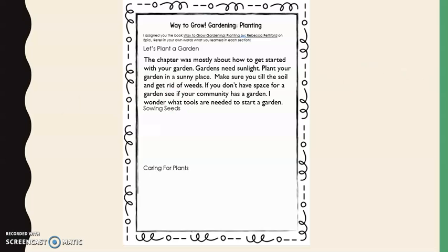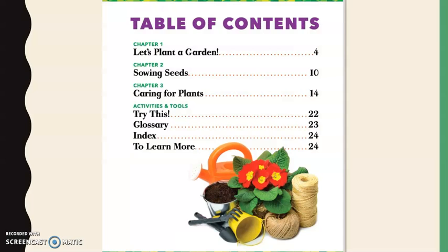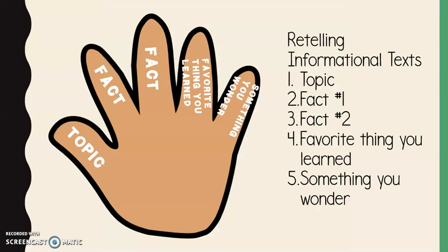And there you have it. We retold the first chapter in our book. Remember the 5-finger retell for informational books. Tell the topic, tell a fact, tell another fact, tell your favorite thing you learned, and then last, something you wonder or a question you have about the story.